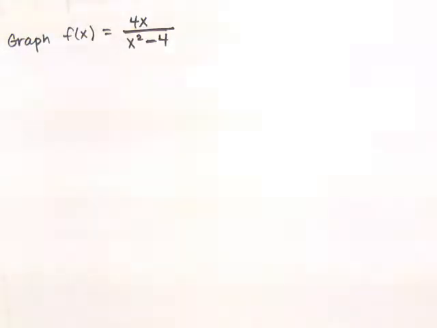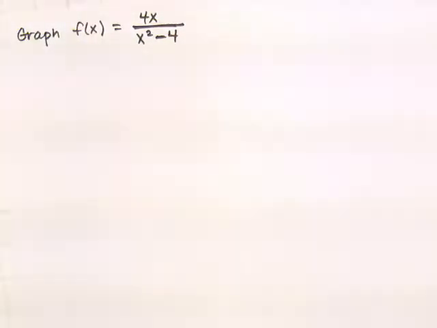Okay, here is one of the examples that I did not get a chance to go over in section 3-5 when we were dealing with rational functions and their graphs. Here I want to graph f of x is equal to 4x over x squared minus 4. And I'm going to use the 7-step procedure for graphing a rational function.